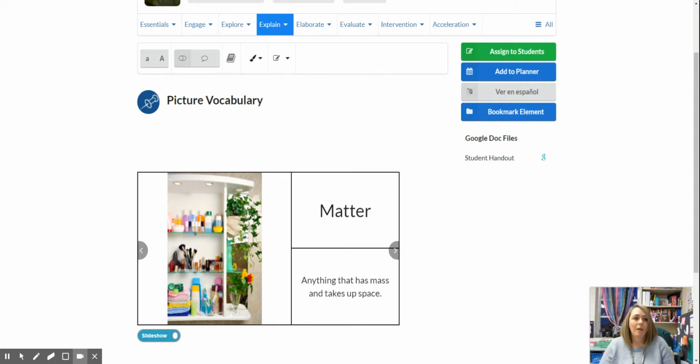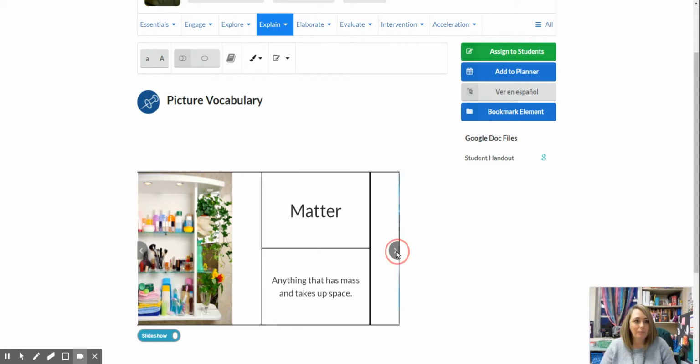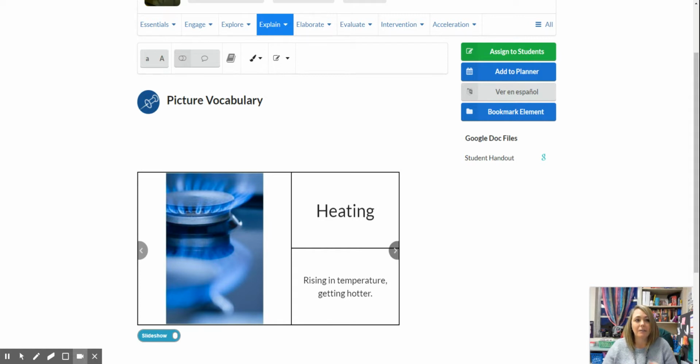All right, our next word is heating. Heating, of course, is rising in temperature, getting hotter. Things can get heated by the stove. The sun can heat things up. Friction, if you rub your hands together, your hands get hot. So heating just means that the temperature of something is rising.